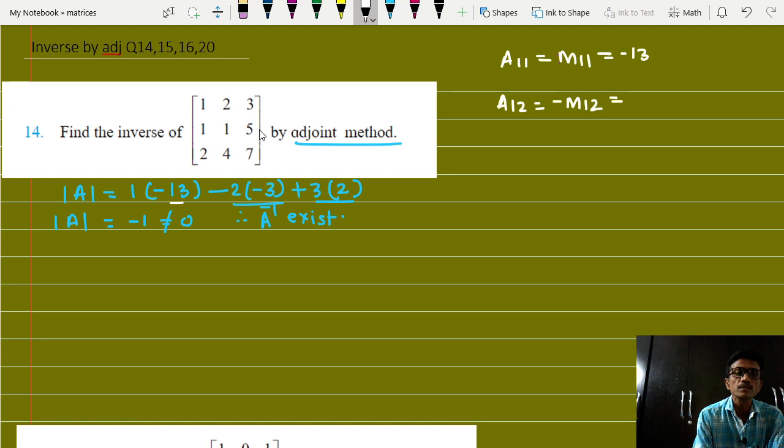इसका एक्सपेंशन है 7 minus 10 minus 3. नेगेटिव साइन ऑफ दैट विल बी प्लस 3. फिर A13 is equal to M13. It is equal to value of this determinant deleting first row और थर्ड कॉलम 1 1 और 2 4. 4 minus 2 आएगा that is 2.